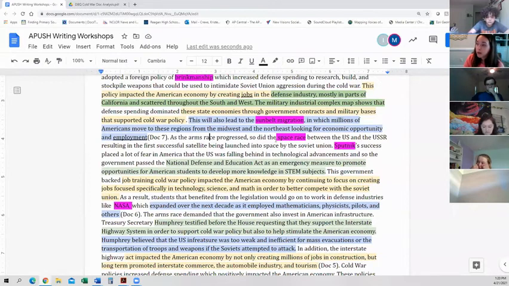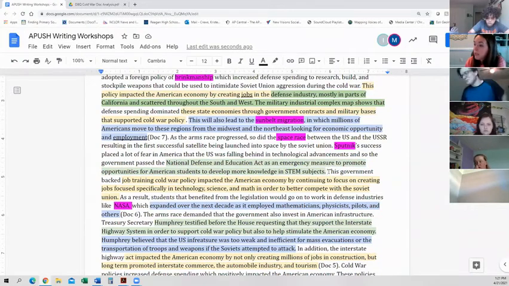As the arms race progressed, so did the space race between the United States and the Soviet Union, resulting in the first successful satellite launched into space by the Soviet Union. Sputnik's success placed a lot of fear in America as it was falling behind in technological advancement. So I'm setting the scene for the National Defense and Education Act, okay? I'm describing it here where it's green, okay?